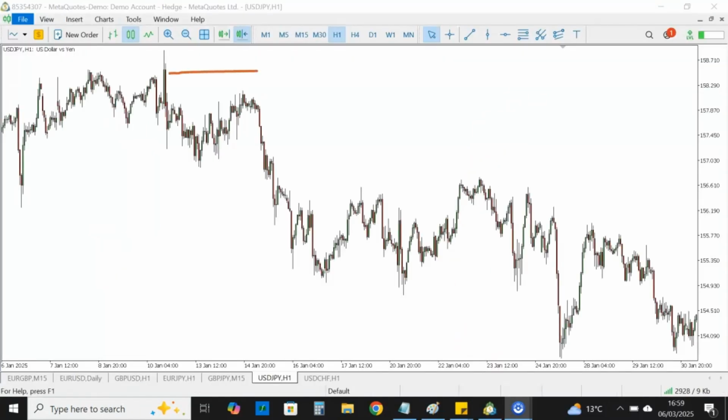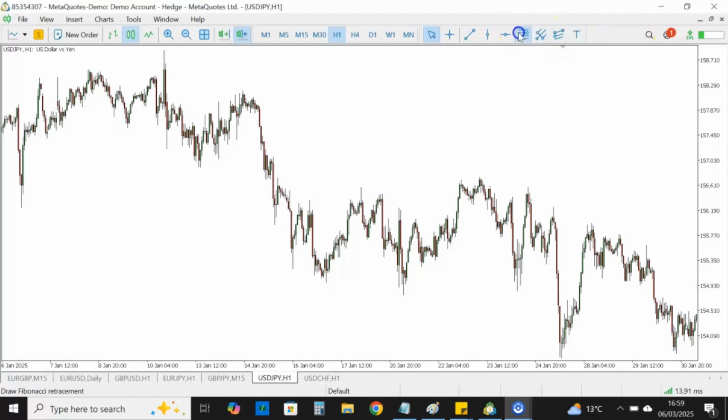Here we have a great example of a railroad pattern. While there are some wicks, that's actually a good sign. It shows strong rejection of higher prices, and this pattern formed right at a clear resistance level, making it even more significant. And as expected, it triggered a decline.